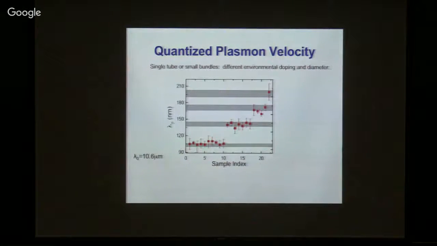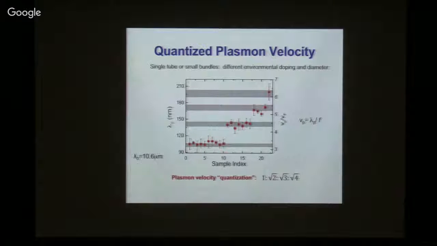What we found is that the plasmon velocity, as shown here, has an interesting distribution. This distribution turns out to be related to how many nanotubes we have in a specific bundle. All individual nanotubes will have about the same velocity. A 2-tube bundle will have a velocity scaled by the square root of 2, and a 3-tube bundle will be the square root of 3. From the wavelength of the plasmon, we can calculate the velocity as the wavelength divided by the frequency, which is the excitation laser frequency.